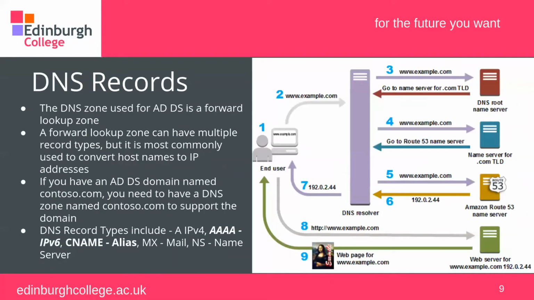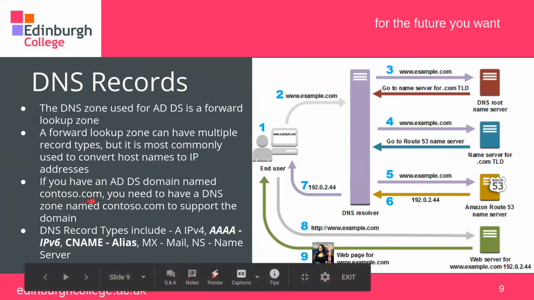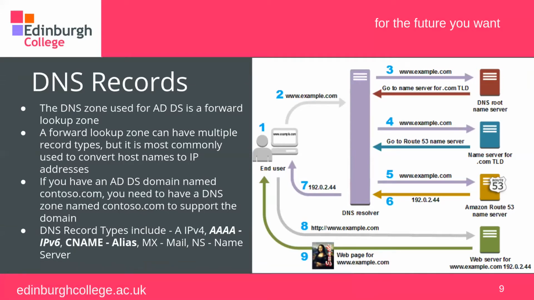So, DNS records. A DNS record is just a file in which information about the zone is kept. So the DNS zone for Active Directory is a forward lookup zone, and the forward lookup zone can have multiple different types. So if you have an Active Directory domain called contoso.com, this contoso.com address is a common example address that Microsoft use. Contoso.com and example.com, you're likely to see those popping up quite a lot.